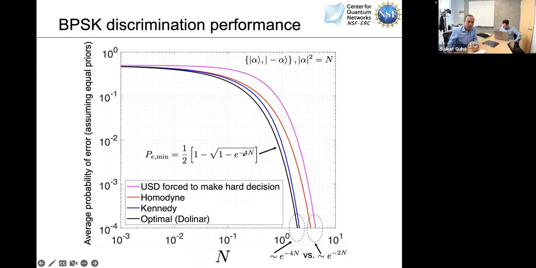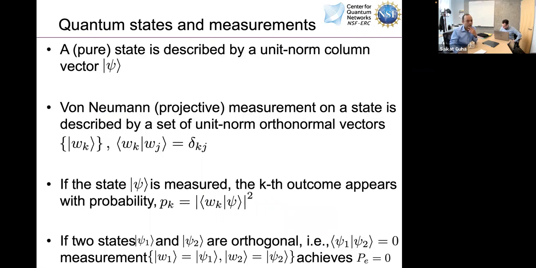But in order for me to describe to you this minimum error probability, I'll have to describe to you a little bit more about some machinery of quantum mechanics, which I'm assuming that you have because of the prerequisites of the course, but we are still going to go over some notation quickly. A quantum state, a pure state, is described by a unit norm column vector psi. A measurement is described by a set of unit norm orthonormal vectors, W_k. If a state is measured by this measurement, the outcome k happens with probability given by the magnitude squared of the inner product between the state psi and the kth measurement vector.